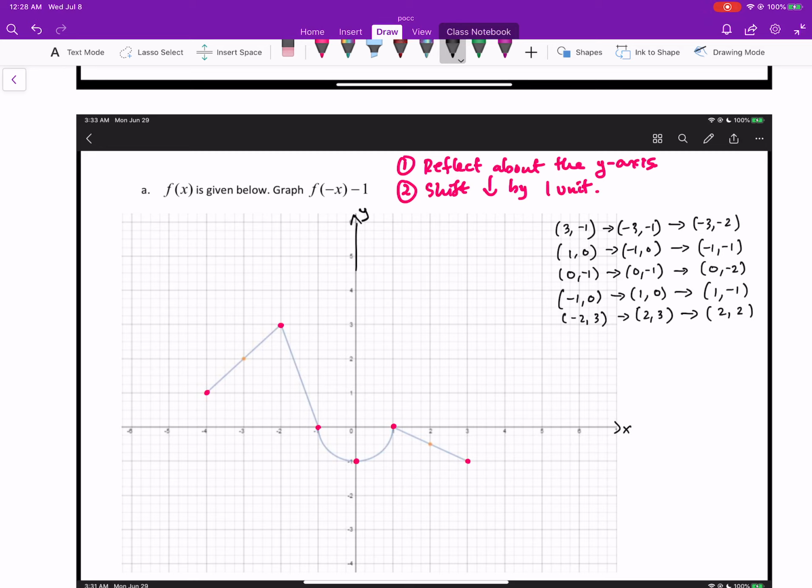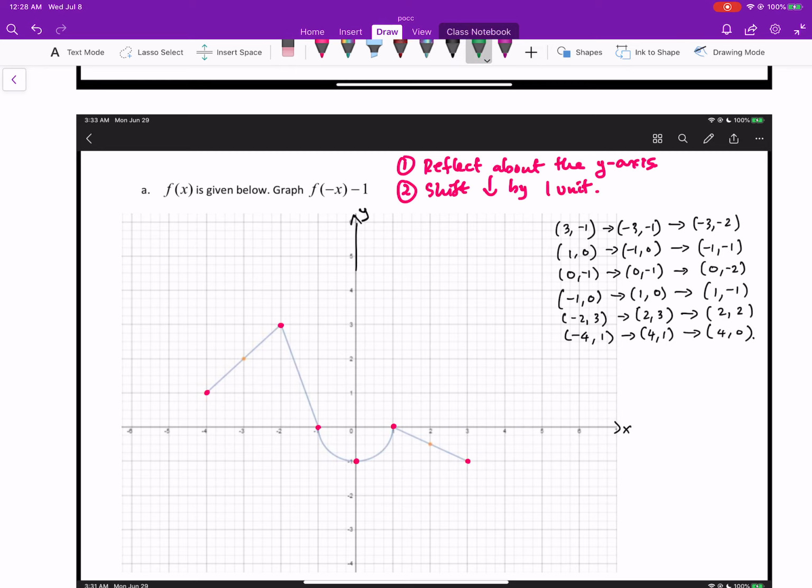2. Then the last point is negative 4, comma 1. If I reflect about the y-axis, I get 4, comma 1. And then move it down by 1, so I get 4, comma 0.